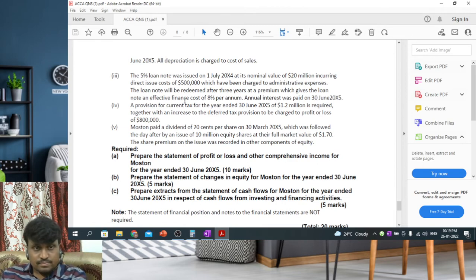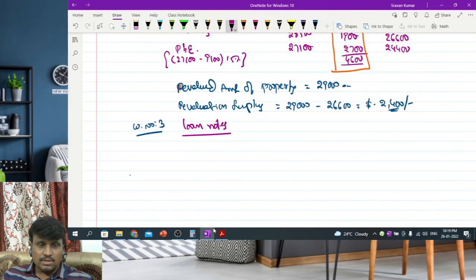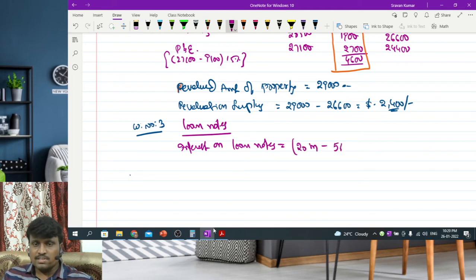So, remember that point. The loan note will be redeemed after 3 years at a premium, which gives the loan note an effective finance cost of 8% per annum. Annual interest is paid on 30th June 20X5. Here we need to prepare these statements on 30th June 20X5. So interest on loan notes: what is the total? $20 million minus 5 lakh, so how much? $19.5 million. This is the net amount of the loan.